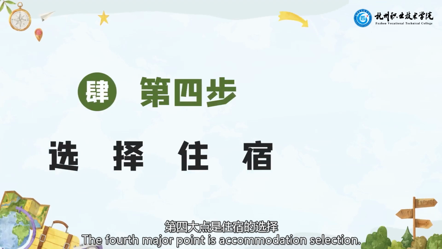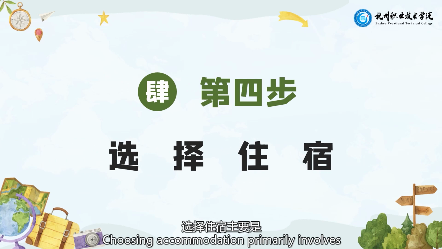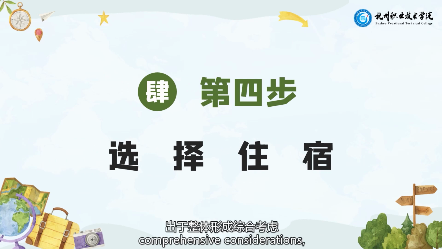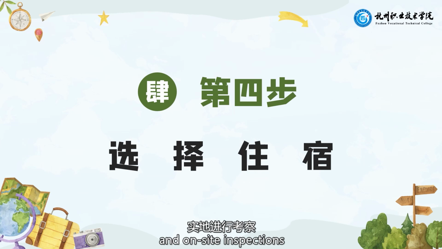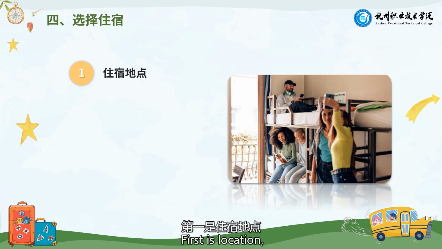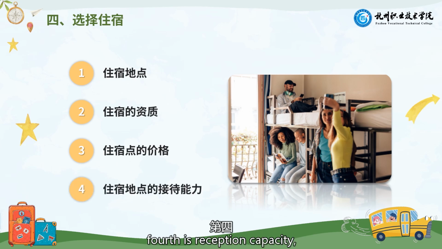The fourth major point is accommodation selection. Choosing accommodation involves comprehensive considerations, following strict accommodation standards and on-site inspections to finalize decisions. First is location, second is quality, third is price. Fourth is reception capacity, which includes room quantity, security conditions, dining environment, and capacity for guests.